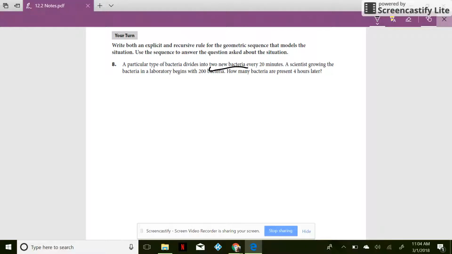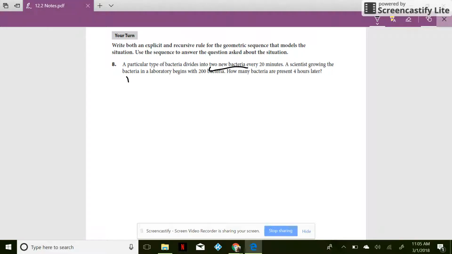So we're finishing working on geometric sequences. We've got a particular type of bacteria that divides into 2 new bacteria every 20 minutes. A scientist growing the bacteria in a laboratory begins with 200 bacteria. How many bacteria are present 4 hours later?